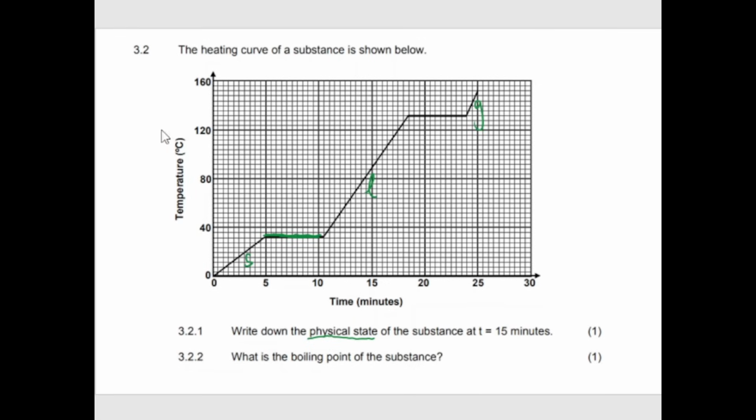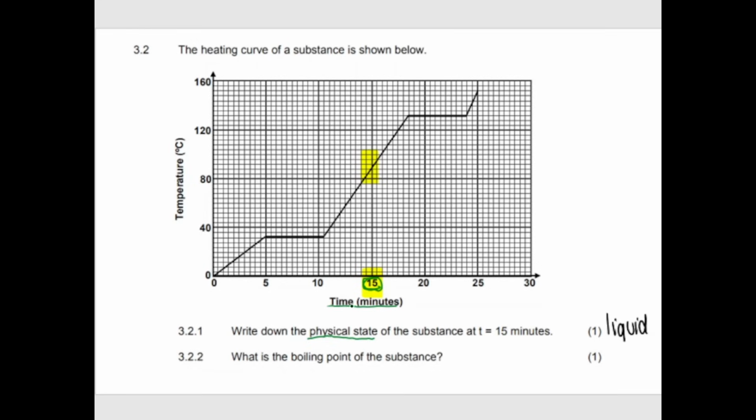So now you look at your axes. I'm going to erase that. We know time is on the x-axis. So 15 minutes. Here's 0 minutes. Here's 5 minutes, 10 minutes, 15 minutes. So we look up at the graph at time 15 minutes. That will be somewhere over here. And we just mentioned that the second inclined part of the graph is where the substance is in its liquid phase. So you will write liquid. That's what they mean by physical state, if they say physical state or phase.